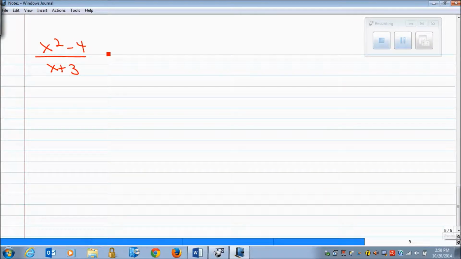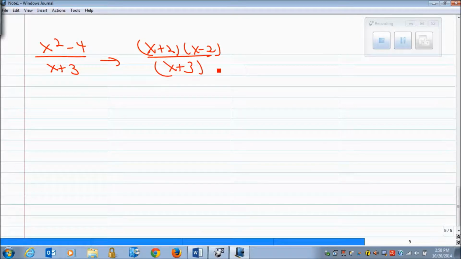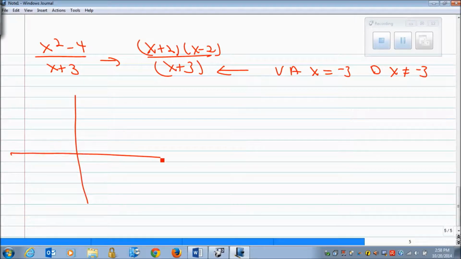So I'm going to go ahead and factor x plus 2, x minus 2, all over x plus 3. No cancellation, so no hole. Now let's go back and take a look. Vertical asymptote, of course, will be where x is equal to negative 3. Our domain restriction would be x cannot equal negative 3. For our degrees, our horizontal, so let's go ahead and just sketch that in. So our vertical asymptote's at negative 3.